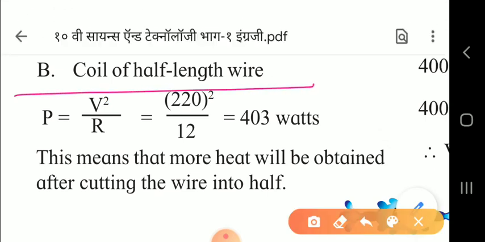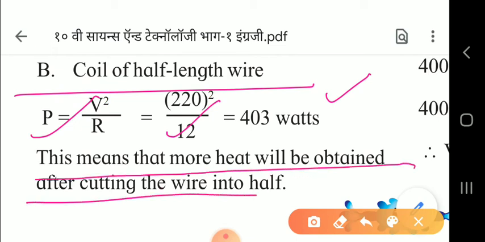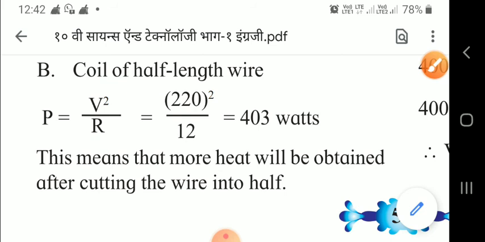This is the second part, coil of half length wire. So P is equal to V square upon R, equal to 220 whole square upon R. Now resistance is half, so it will become 12. So it will come to 403 watt. What does it mean? This means that more heat will be obtained after cutting the wire into half. So this is about the first numerical. Let us see the second one.